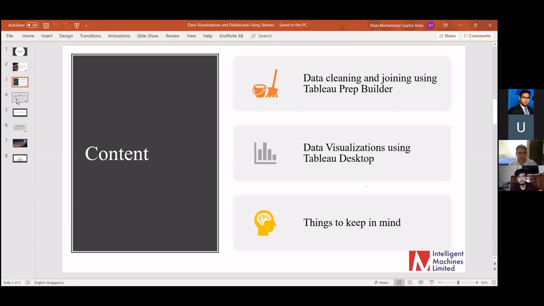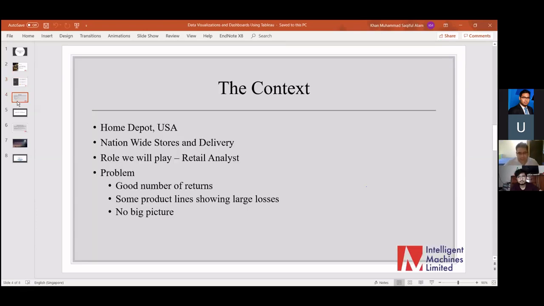So before we start with Tableau Prep, one last slide actually. This is basically a context day for you, because when we work on Tableau Prep, I'm going to directly start working on it. I'm not going to describe the graphical user interface or anything, because we have comparatively less time. So the context is, I have a data set from Home Depot, USA. Home Depot is a large retail chain which sells home furniture, office furniture, and many other things like chairs and tables all across the US.